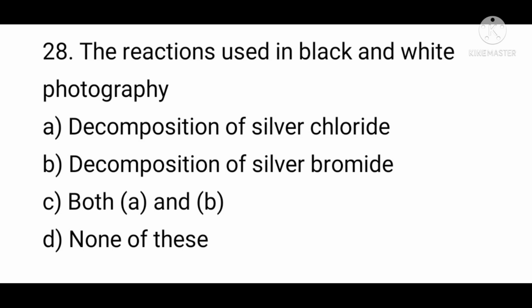Question number 28. The reactions used in black and white photography. A, decomposition of silver chloride, B, decomposition of silver bromide, C, both A and B, D, none of these. Answer is C, both A and B.